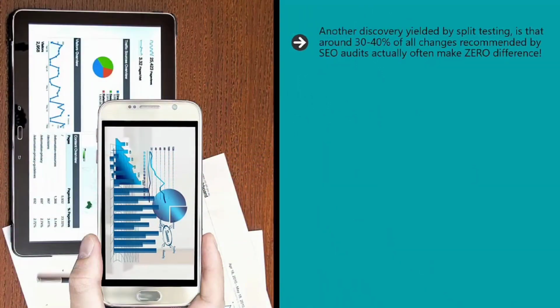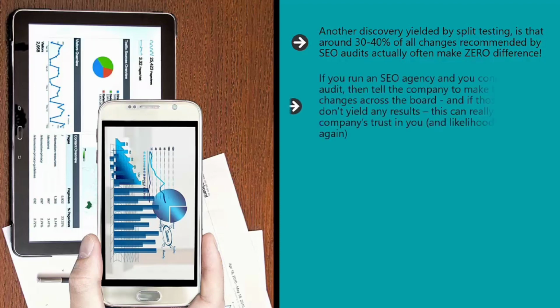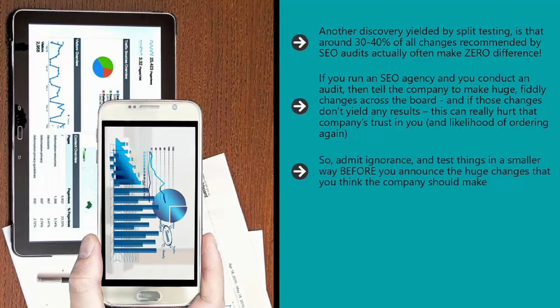Another discovery yielded by split testing is that around 30 to 40% of all changes recommended by SEO audits actually often make zero difference. Once again, this shows us that what works in theory or on paper doesn't necessarily hold up in the real world. And it shows us the value once more of conducting real split tests. If you run an SEO agency and you conduct an audit, then tell the company to make huge, fiddly changes across the board, and if those changes don't yield any results, this can really hurt that company's trust in you and likelihood of ordering again.